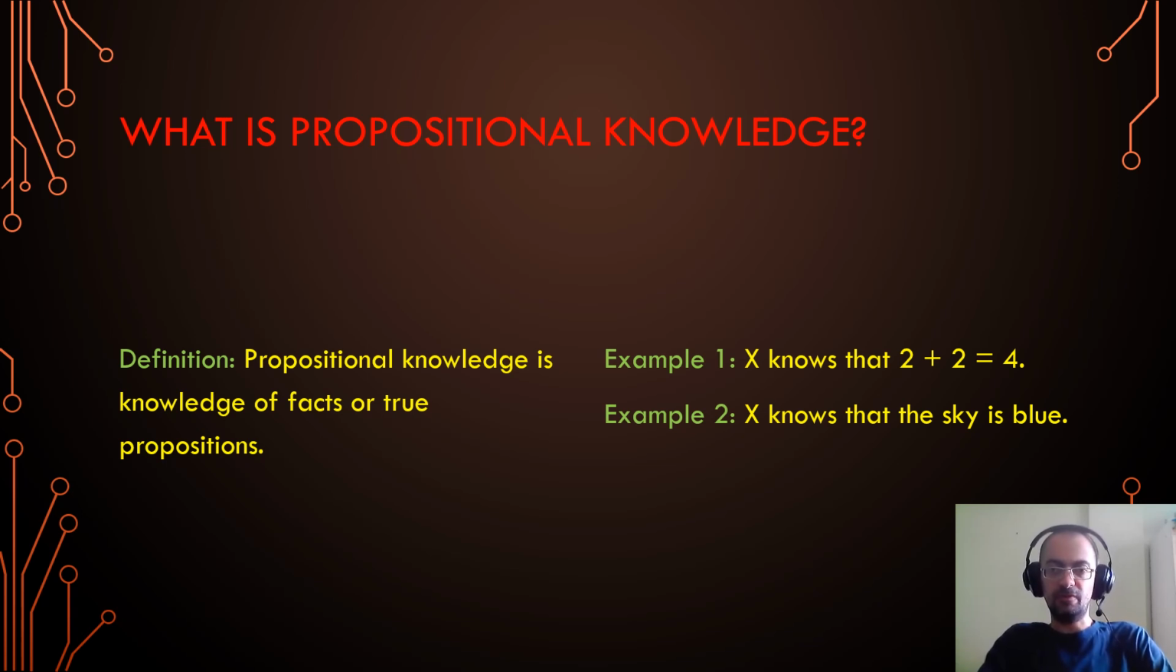Our first example is that x knows that 2 plus 2 equals 4. It is a mathematical proposition, and we know that it is a proposition. For example, if I say 2 plus 2 equals 5, it means that my proposition will be false.